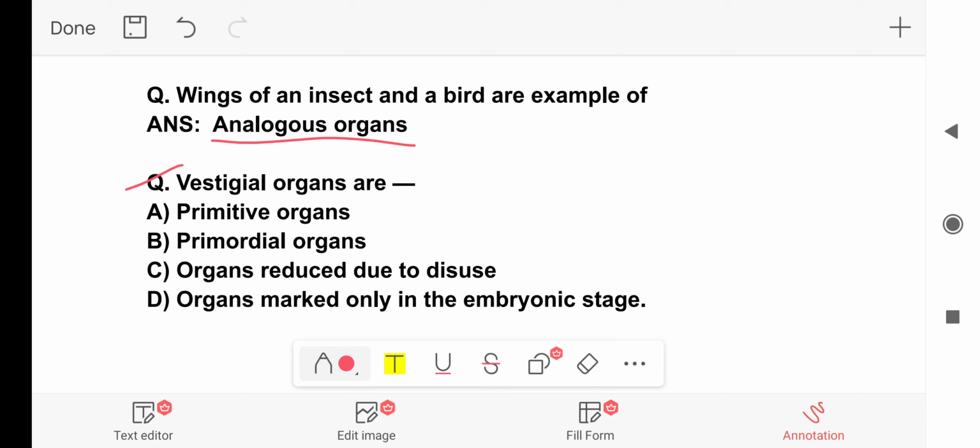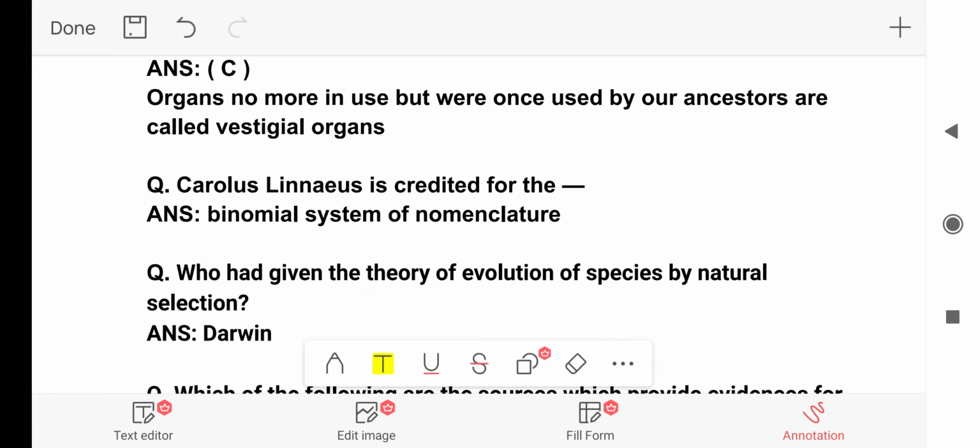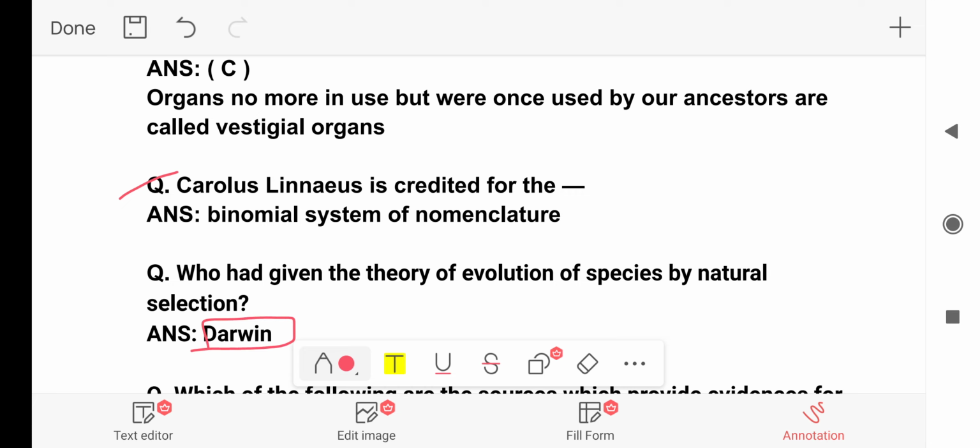Next, vestigial organs are, and the options are primitive organs, primordial organs, organs reduced due to disuse, organs marked only in the embryonic stage. The answer is option C. That is, vestigial organs are organs no more in use but were once used by our ancestors. Next, Carolus Linnaeus is credited for, and the answer is binomial system of nomenclature. Next, who had given the theory of evolution of species by natural selection? And the answer is Darwin.